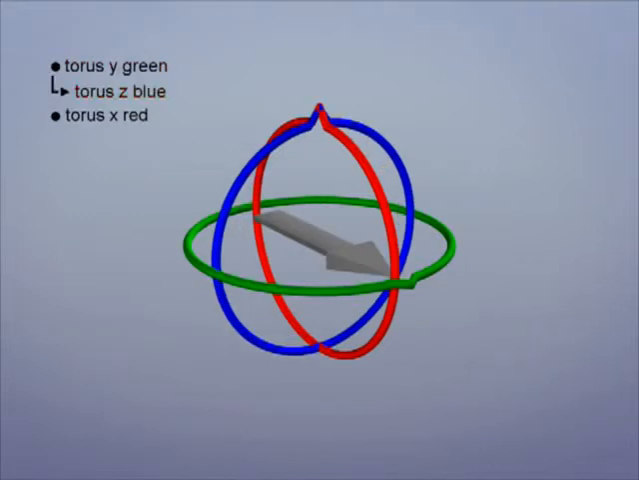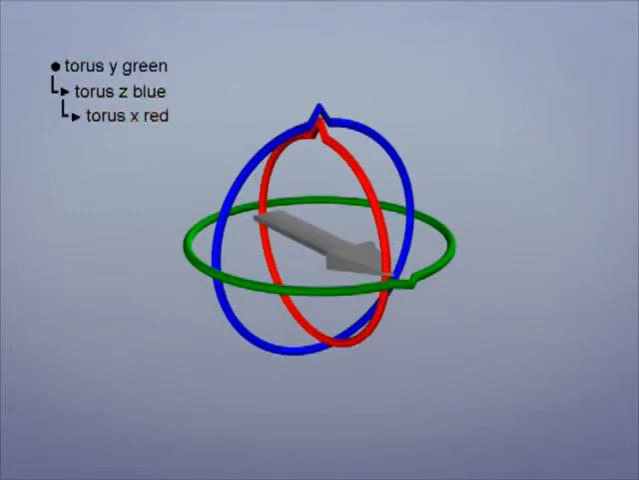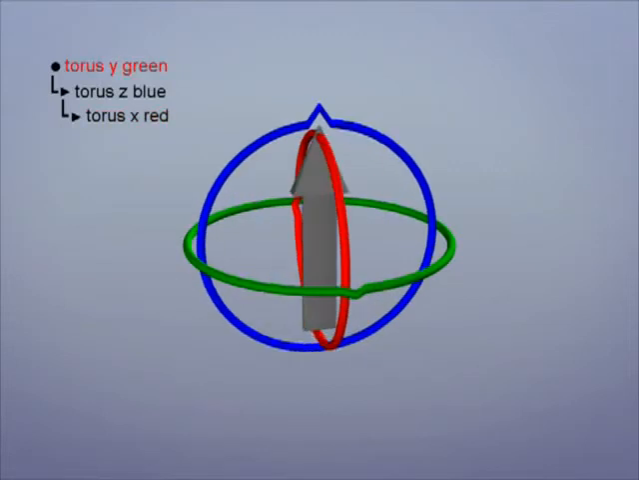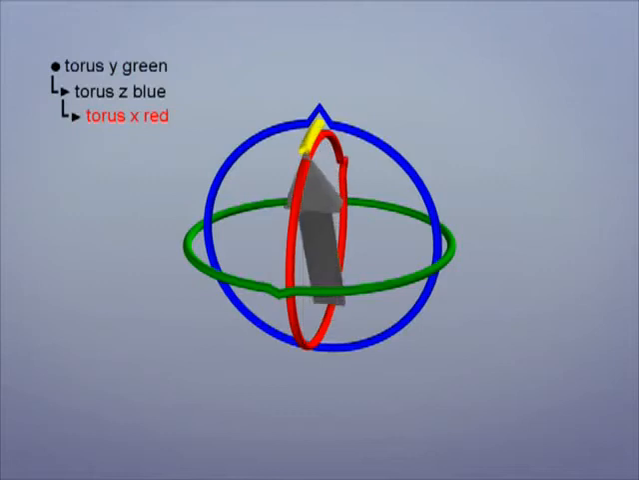Our new order will be Y first, then Z, then X. In our new hierarchy, Y is still the parent, but X and Z have been swapped. Now we can rotate the object without hitting gimbal lock. In between, the arrow rotates as expected. But the gimbal problem doesn't go away, it just changes. With Euler, gimbal lock will always occur in some situation. There's just no way around it.